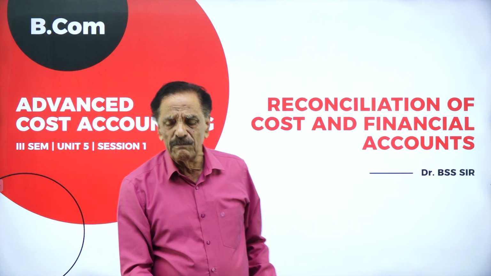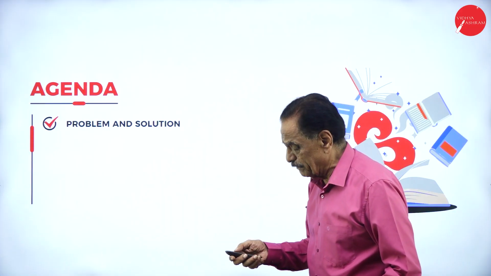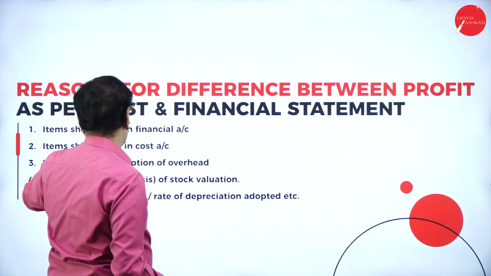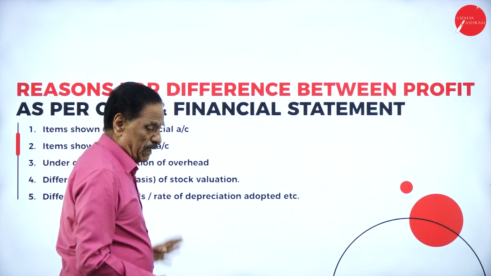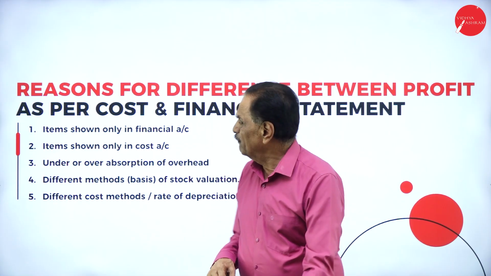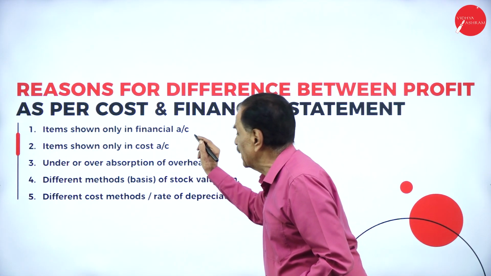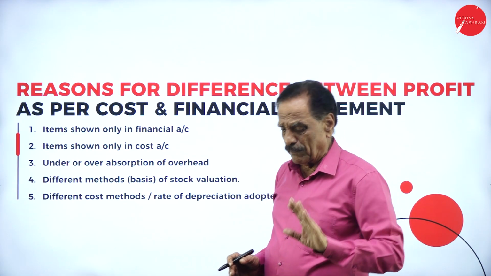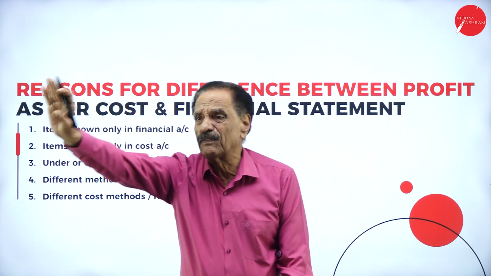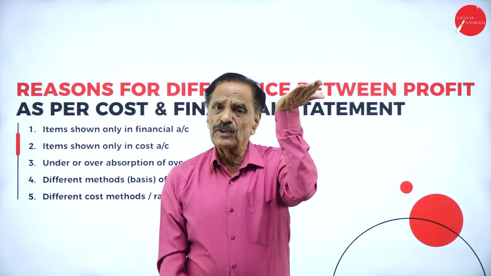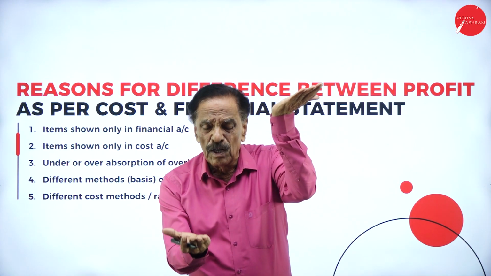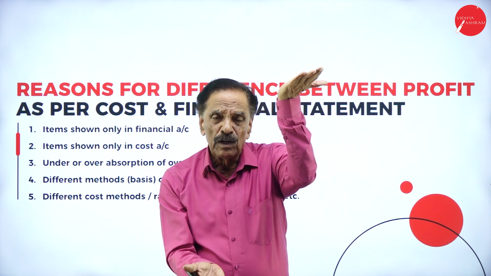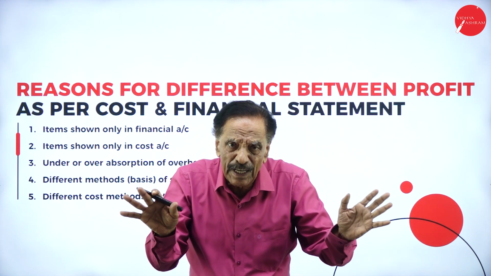We will move on now. Agenda: problems and solution. Reasons for difference between profit as per cost and financial statement. Why is there a difference? Number one, items shown only in the financial account but not in the cost account. One example I will tell you: interest credited in the financial book. What will happen? The financial account records it, but there is no entry in the cost book. The cost book shows less profit, the financial shows more profit. So we have to make the reconciliation.